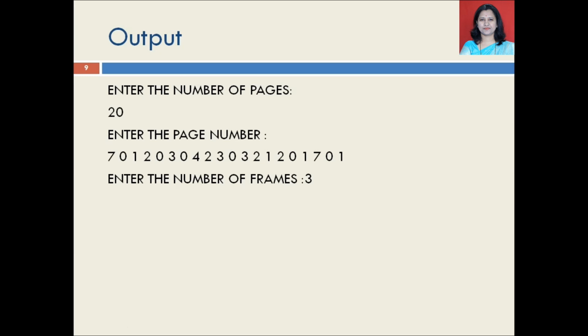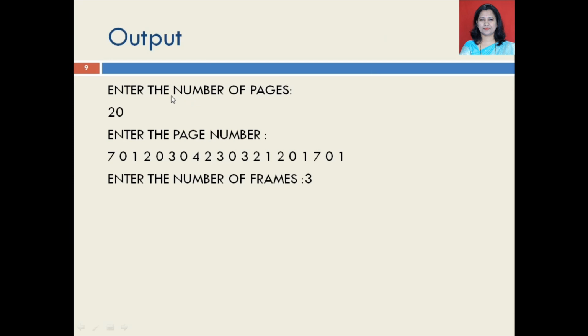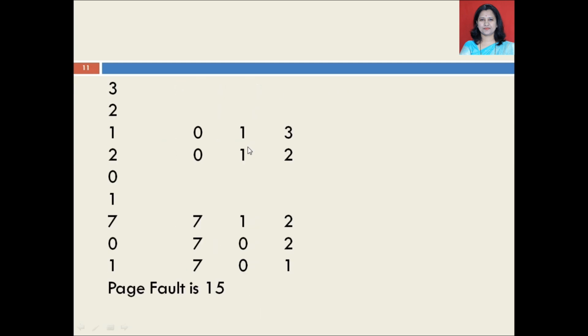Now, what exactly do we want as the output for this particular algorithm? First we ask for the total number of pages we want. Suppose we want a total of 20 pages. Then enter the page numbers, whatever they are. After that, we ask to enter the number of frames, how big a frame size we want, 3 or 4 like that. Suppose we take 3. Likewise we get the output, and finally we calculate the page faults.